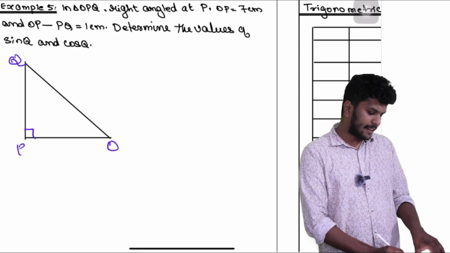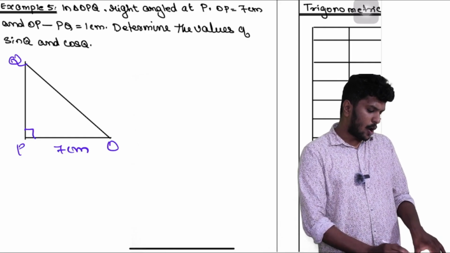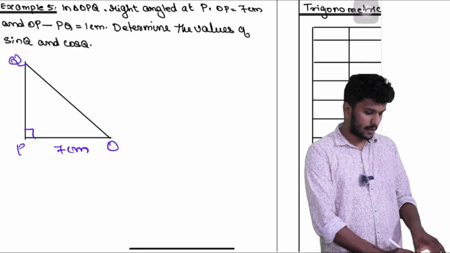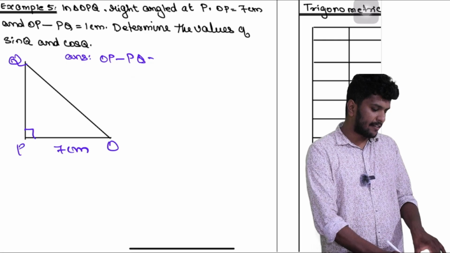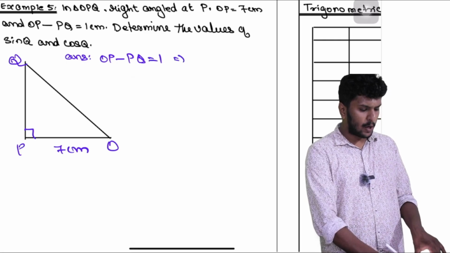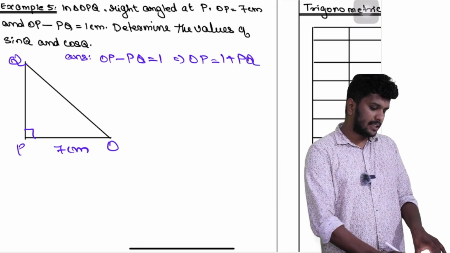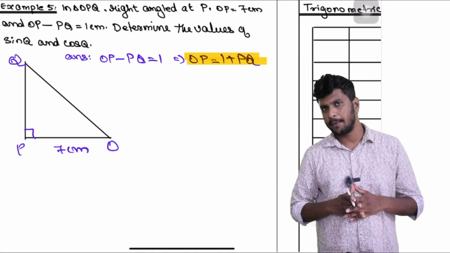Okay, then OP is 7 centimeter. So this is given as 7 centimeter. OP minus PQ is given as 1 centimeter. Listen here, everyone. OP minus PQ is given as 1. So that implies OP is equal to 1 plus PQ. This relation you will have to put in the Pythagoras property. Am I clear, my dear friends?